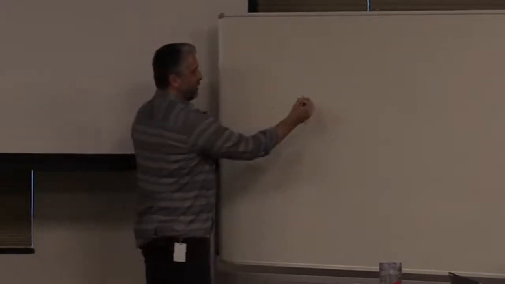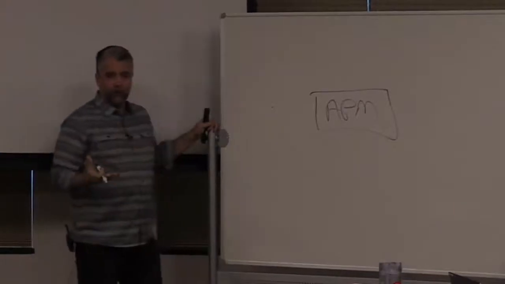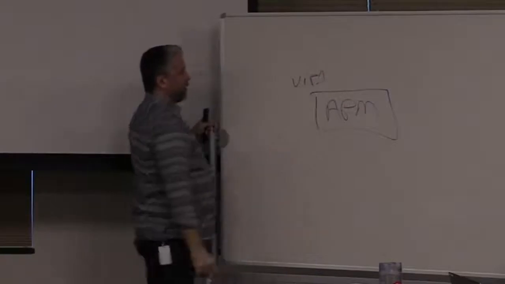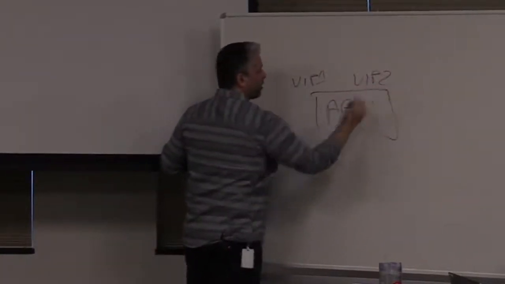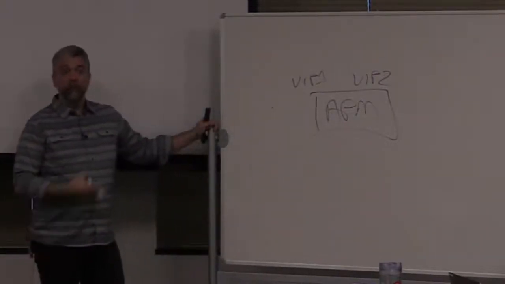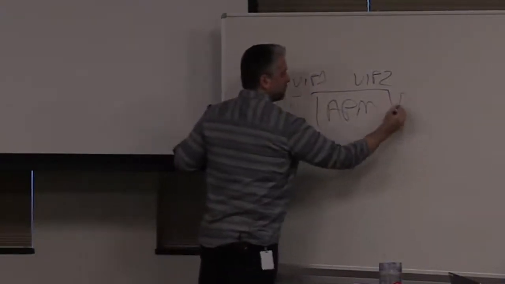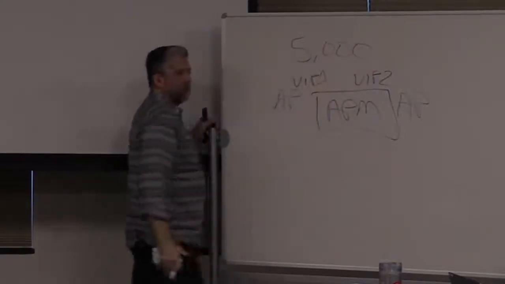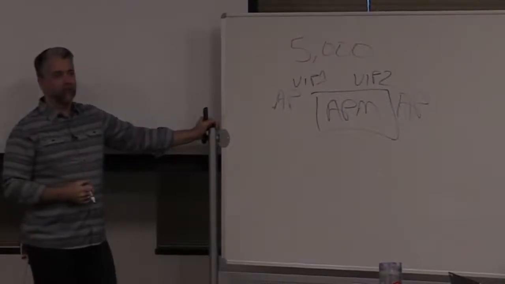This kind of goes along with what Matt was talking about. So I've got my APM that I'm using for remote access, and I have two VIPs. I have one VIP that my employees use, and I have another VIP that partners can access. Each one of these VIPs has its own access profile. And we have a total of 5,000 CCUs on this APM. The whole APM has 5,000 CCUs.